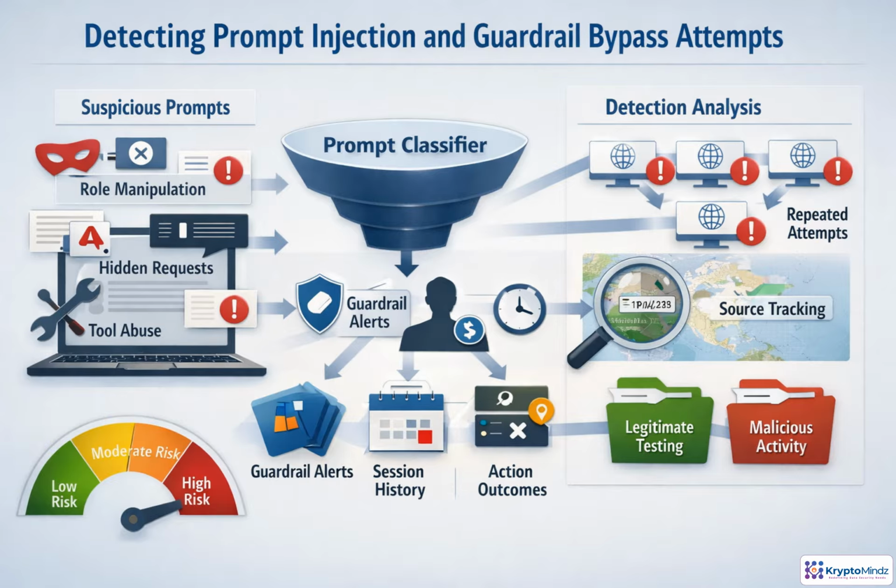Prompt activity is an important signal, but suspicious wording is only the beginning. Classifiers and guardrails can identify override attempts, role manipulation, hidden prompt requests, and tool abuse. From there, correlate those events with session history, source patterns, repeated attempts, and actual application outcomes. Severity rises when behavior persists across users, tenants, IPs, or models. Tune the logic so red team testing and developer experiments are separated from true malicious bypass activity.